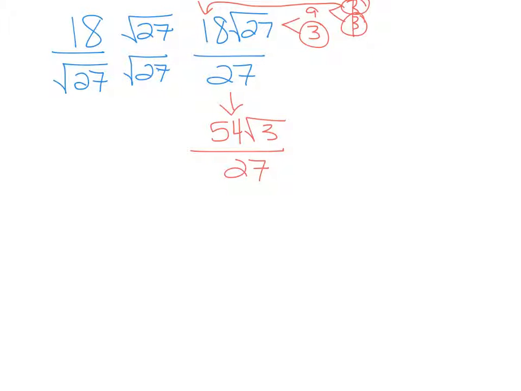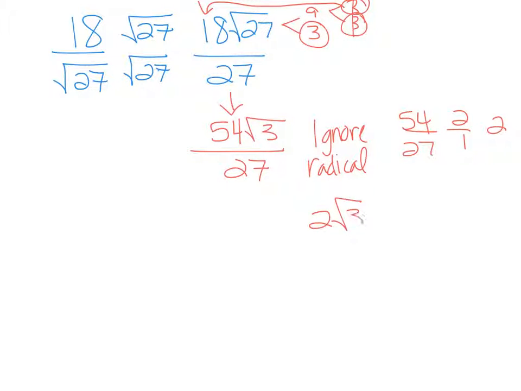Now we ignore the radical. And so we're looking at 54 over 27. We're going to simplify that. Well, that's 2 over 1, or 2. And so now we can put back the radical. Our final answer is 2 radical 3.